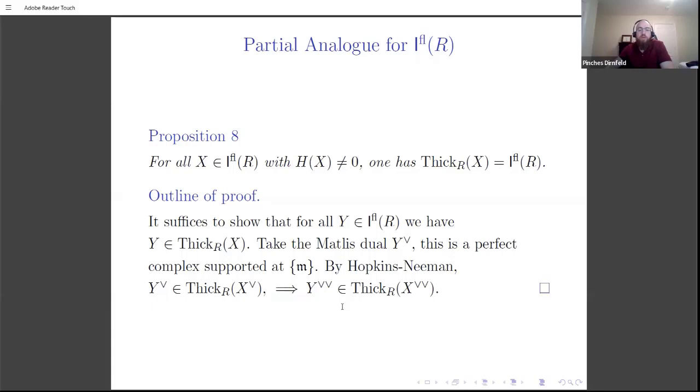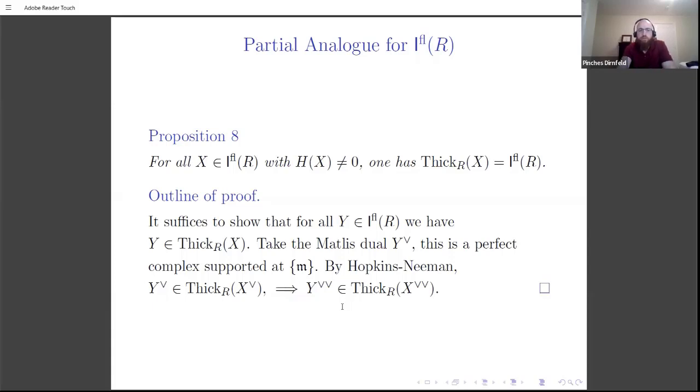However, we're starting with something that has finite length. In particular, it is supported on the maximal ideal. So this is already, Y was already complete. So Y is quasi-isomorphic to its completion. So this proves the proposition.